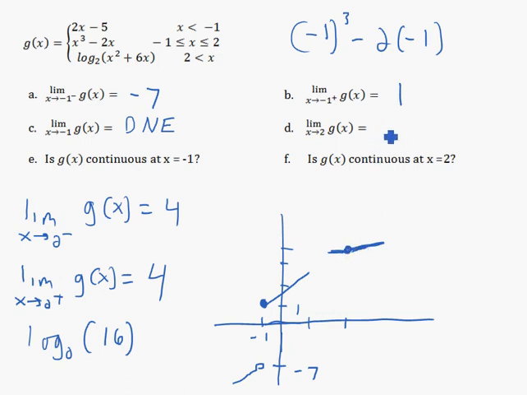Is g continuous at -1? No, you can see from the little graph here, it's going from -7 to +1. It's jumping, so no.